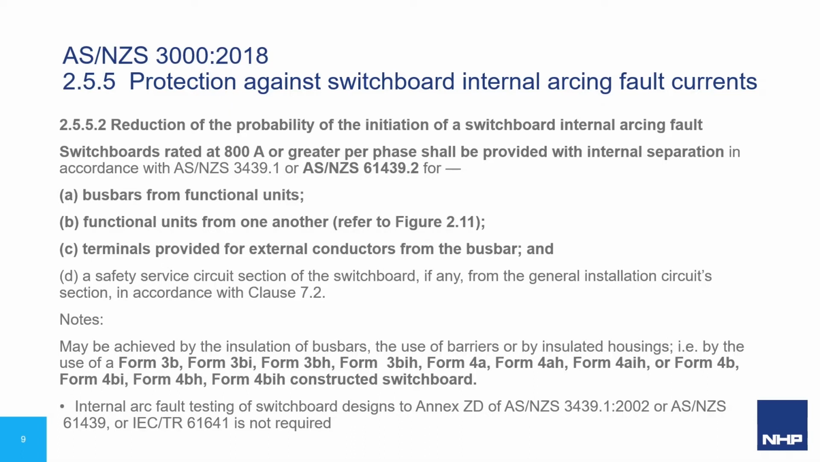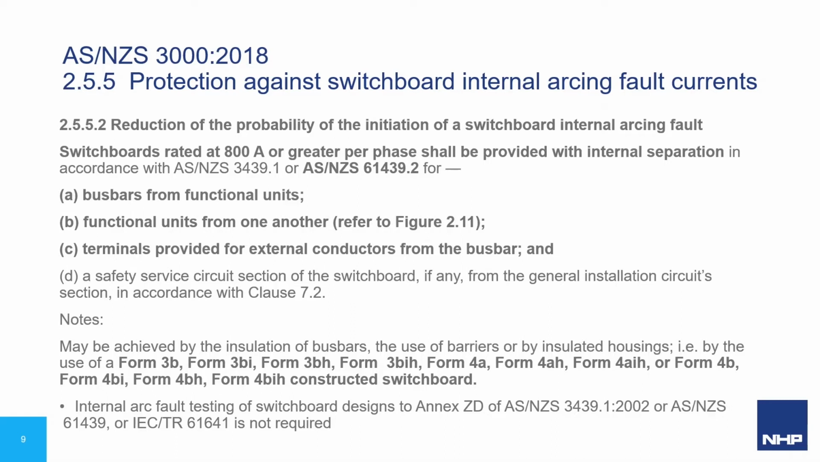The method outlined to reduce the risk is to provide internal separation as per AS/NZS 61439 Part 2. In general, it explains we should consider how we separate busbar from functional units from one another, and terminals provided for external conductors from the busbar. There is also a note on safety services, which we will not focus on in this webinar.